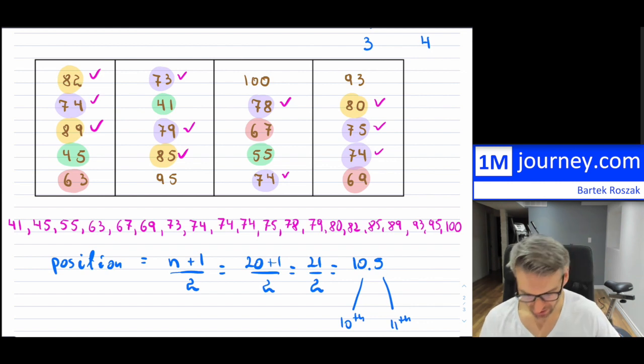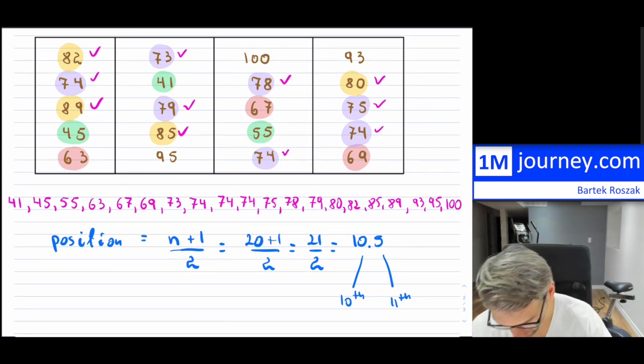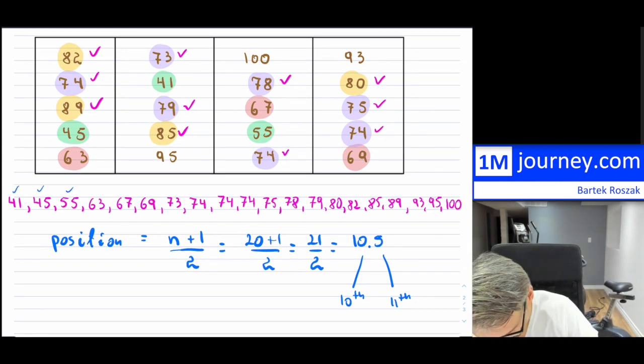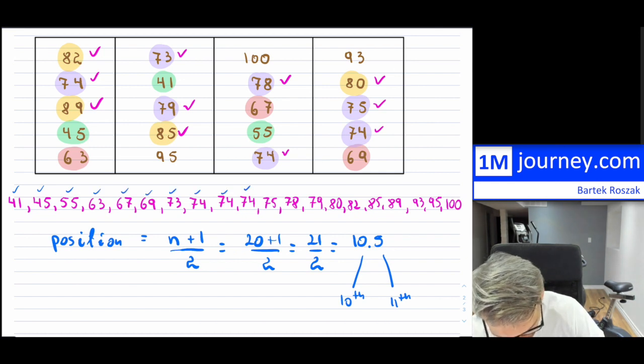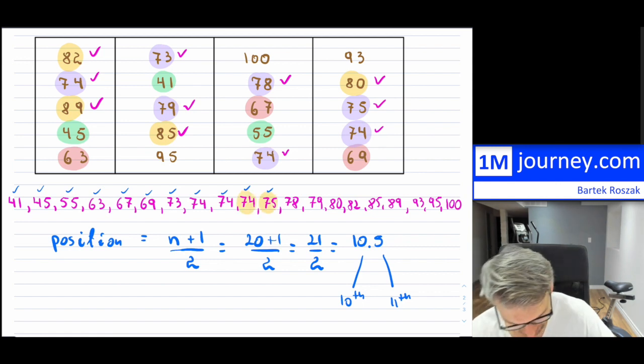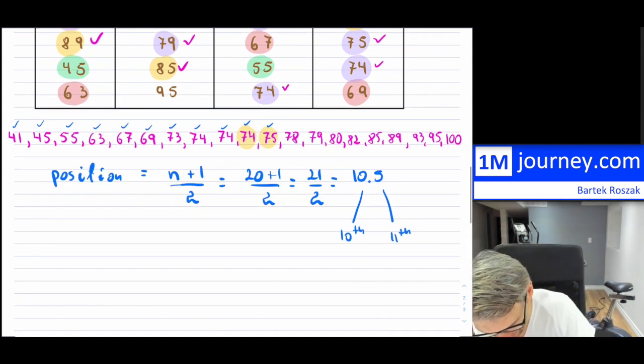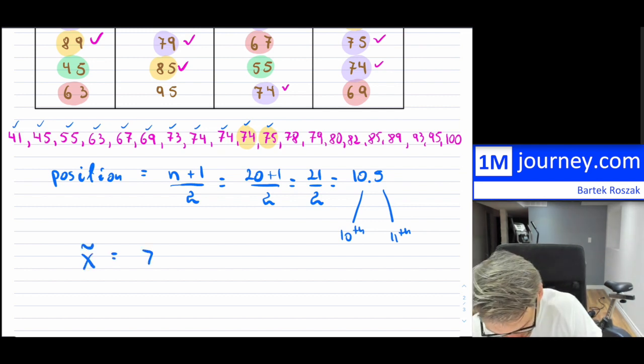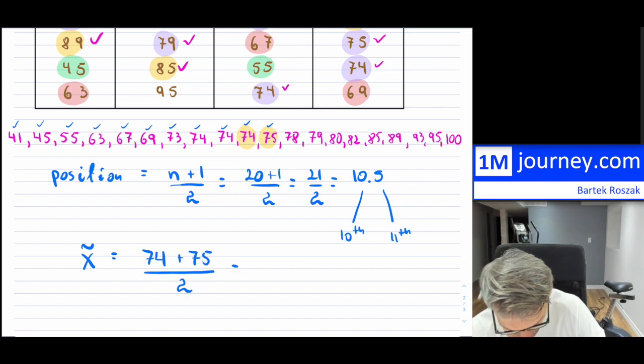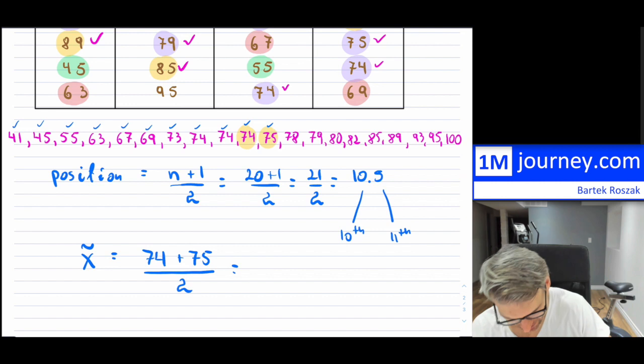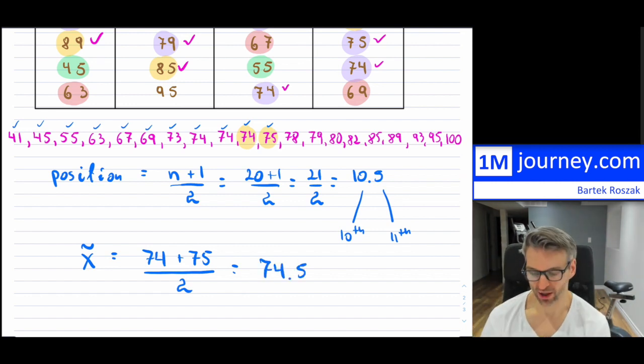So we have to find those. Let's see which ones those would be. 1, 2, 3, 4, 5, 6, 7, 8, 9, 10, and 11. All right, so that's going to be these 2 data points. And now if we want to find our median, that's going to be 74 plus 75 divided by 2. If you take that, you will get 74.5 as our median.